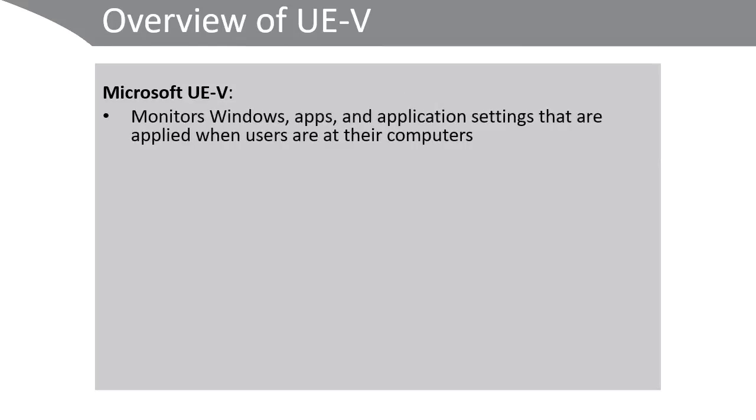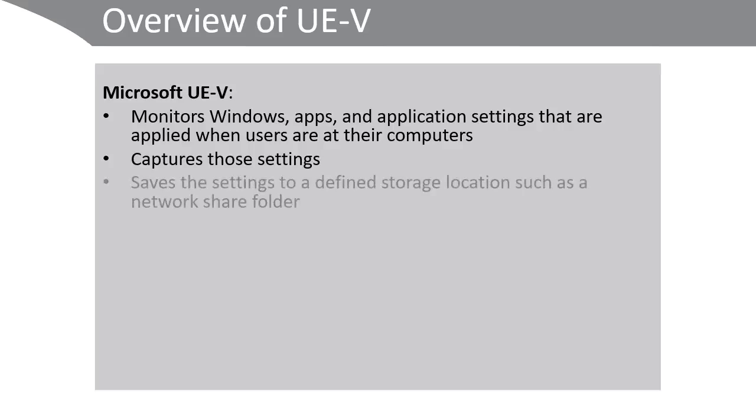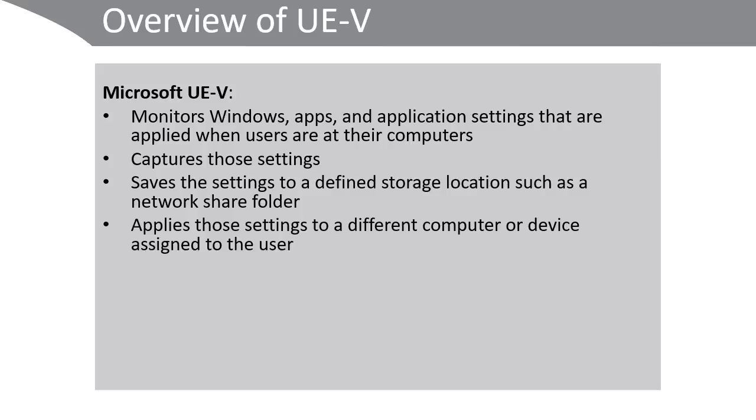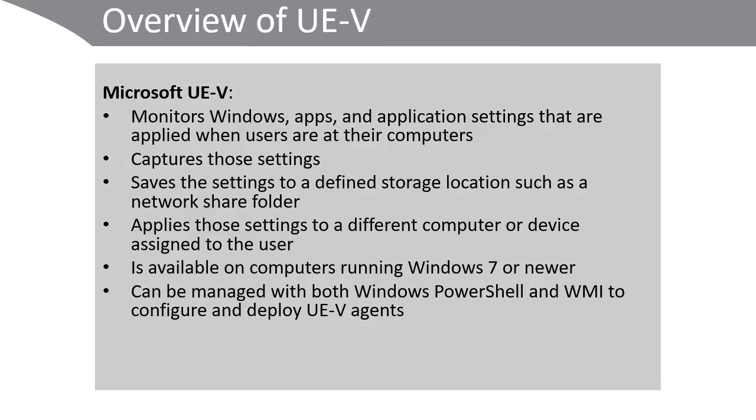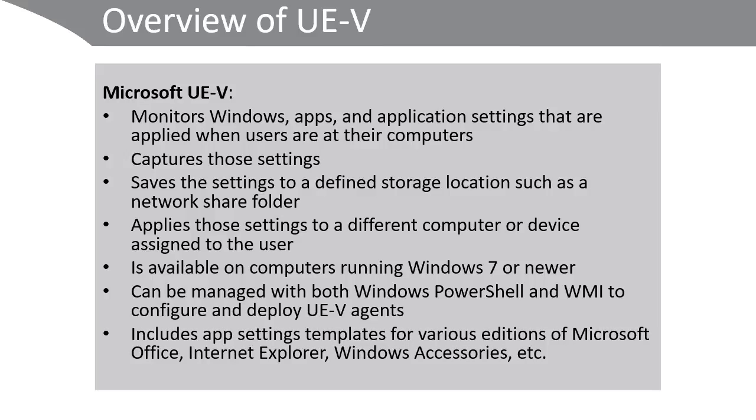Another alternative to consider is UEV. This monitors Windows, apps and application settings that are applied when users are at their computers. It captures those settings, saves the settings to a defined storage location such as a network shared folder, and then applies those settings to a different computer or device assigned to the user. Microsoft UEV is available on computers running Windows 7 or more recent versions of Windows, and can be managed both by using Windows PowerShell or WMI to configure and deploy UEV agents. It includes app setting templates for various editions of Microsoft Office, Internet Explorer, Windows accessories and so on.